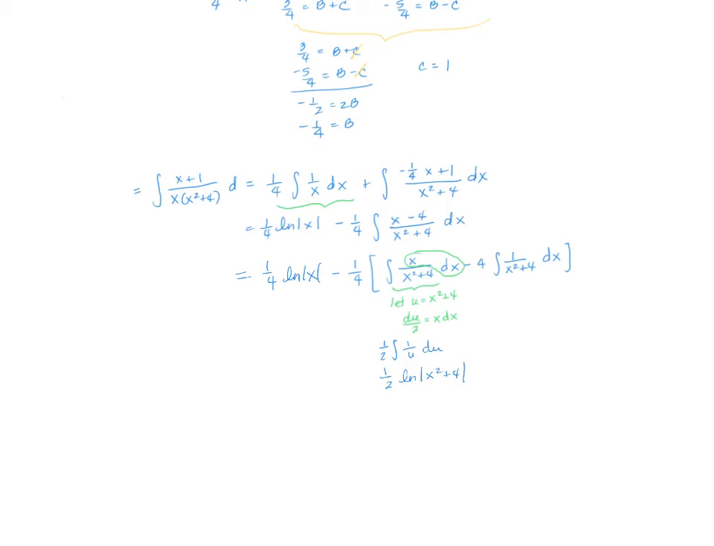Now the next one is x squared plus 4 with a constant on the outside. That's tangent inverse. So this piece is going to be minus 4 tangent inverse of x over 2 times 1/2.